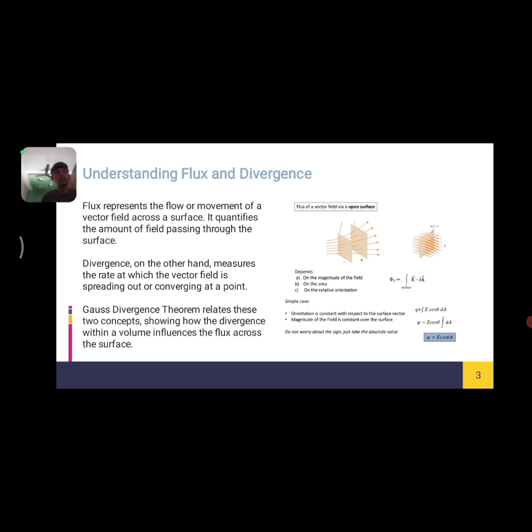flux across the surface. Flux of a vector field through a surface depends on the magnitude of the field, on the area, and on the relative orientation. Simple case: orientation is constant with respect to the surface vector, and the magnitude of the field is constant over the surface. Phi is equal to the integral of E cos theta dA. Phi is equal to E cos theta times the integral of dA. Phi is equal to E cos theta times A.